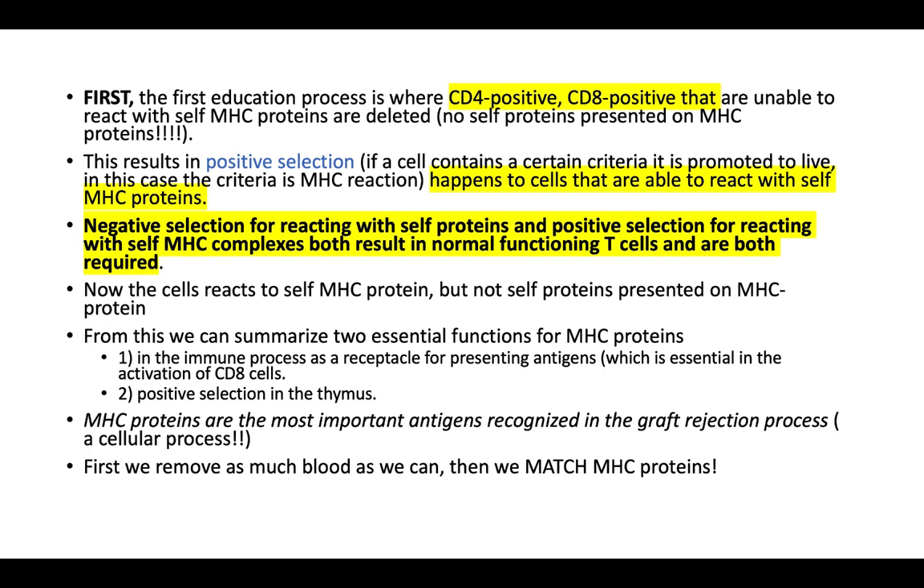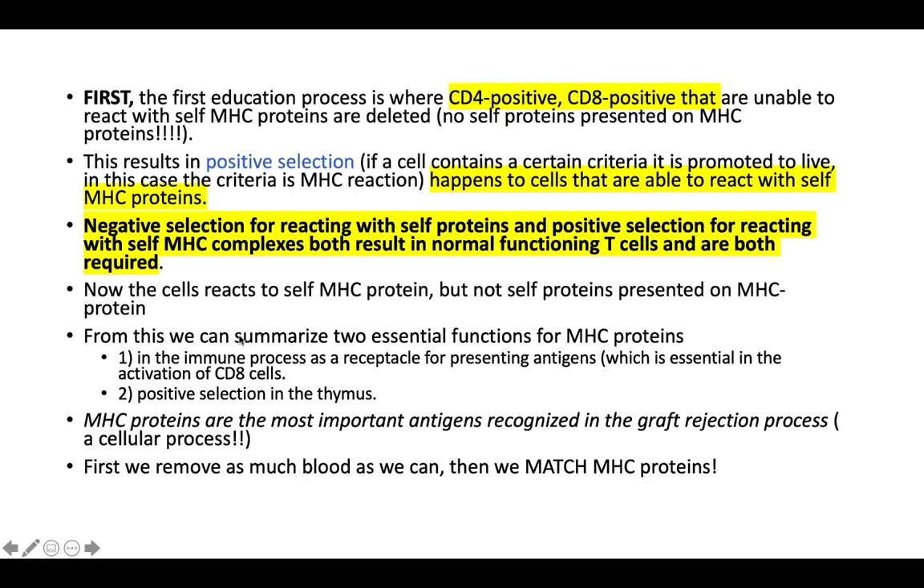يعني now we're just going to review the process first. The first education process إنه إذا كان CD4 positive, CD8 positive that are unable to react with self MHC, معناته دول ما بديهم ما بيشتغلوا. هذا positive selection زي ما حكينا. Negative selection for reacting with self proteins and positive selection for reacting with self MHC حكينا. Now the cells react to self MHC proteins, بيقدر يمسك MHC proteins but not to self proteins it presented عليهم جواتهم بال MHC. معناته this is the cell that I want.